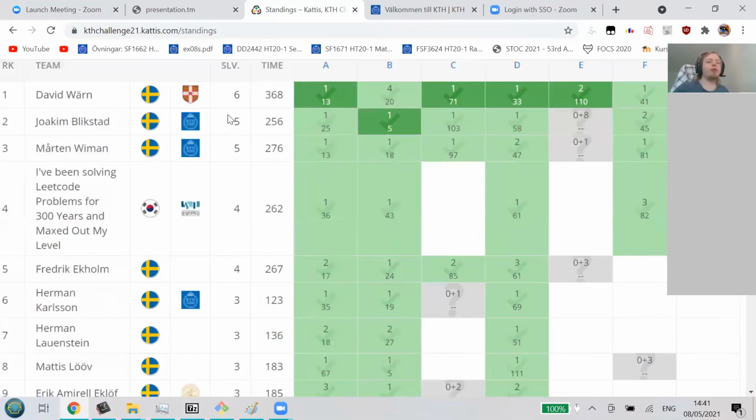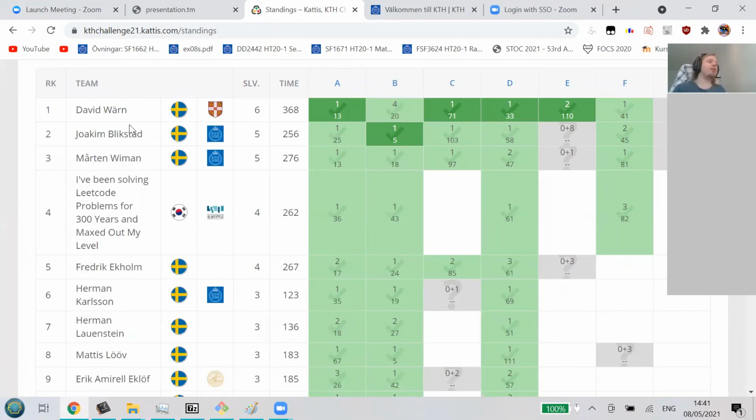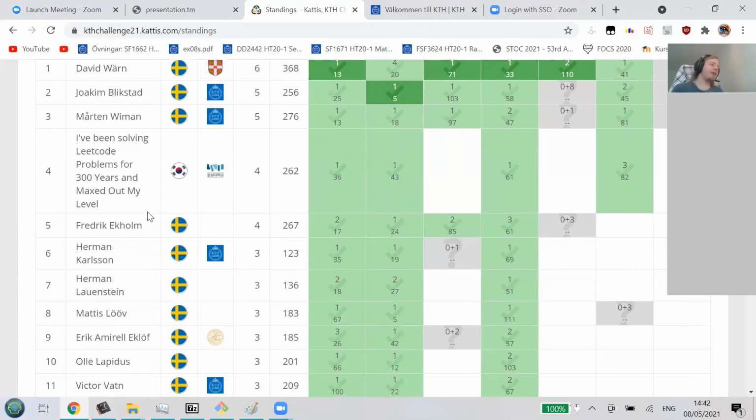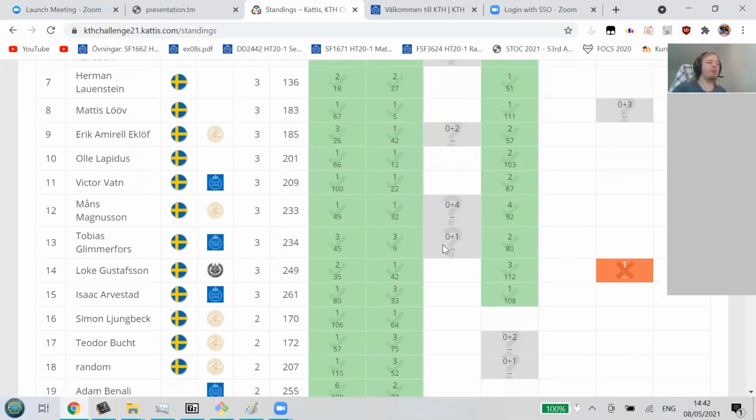So we can see what's happening here. It's an interesting thing. David currently has a possibility of both winning and coming third, because there are two other people that possibly could win, Joachim and Morten. So this is a tied place, pretty interesting. Fredrik could still take another problem, and that would put him pretty high up on the list, or maybe not. I don't know, but it's fun to see so many people doing the contest.